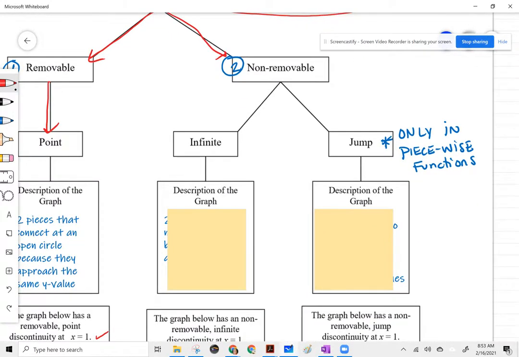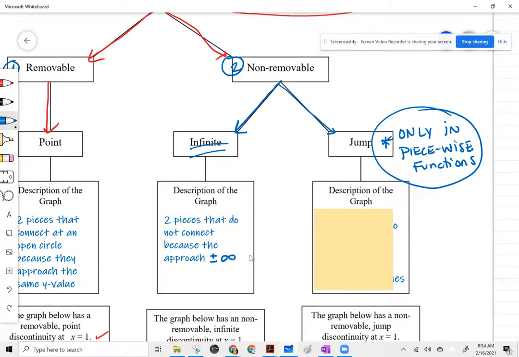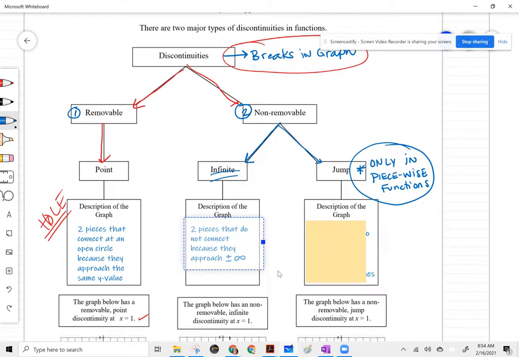Now, let's take a look at non-removable. There are two classifications of non-removable. We've got infinite, and then we've got jump. Now, jump only is in like a piecewise defined function. So let's take a look at what infinite discontinuity is. It says two pieces that do not connect because they approach positive, negative infinity. So that language is incorrect. It needs to be they. All right. And it's the x and the y values here.